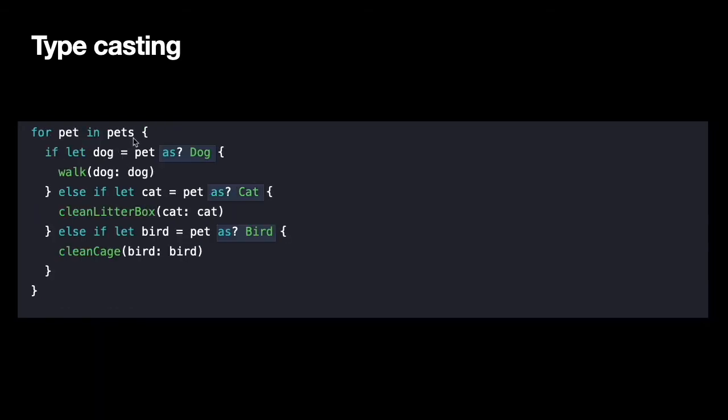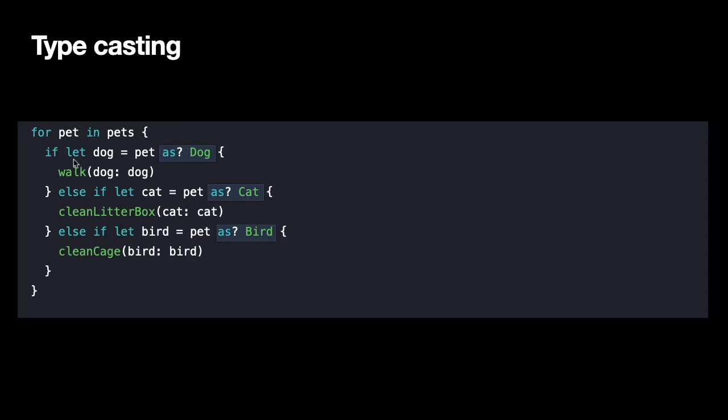Pets is an array of animals, and so for each pet in pets, we're going to attempt to typecast it as the specific pet. So here we use the as keyword to try to typecast pet as a dog. We're using the question mark, which means that this will be an optional typecast. So if this pet is a dog, then it will return the pet as type dog. But if the pet is not a dog, then it will return nil. So in effect, this statement is returning an optional dog.